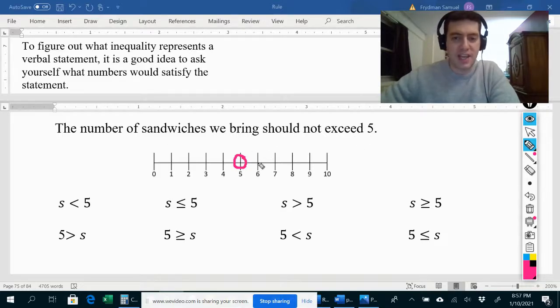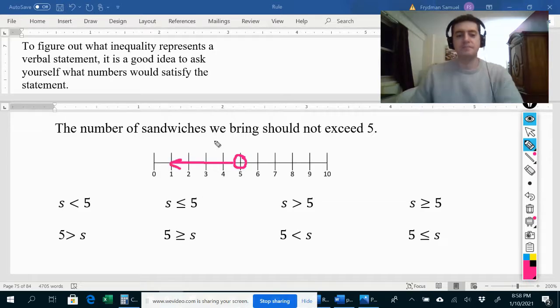So it says the number of sandwiches we bring should not exceed 5. If I bring 6 sandwiches, is that okay? No, that's not okay because that would be exceeding 5. That would be more than 5. If I bring 7 or 8 or 9 or 10 sandwiches or 11 or 12, that's no good because I'm not supposed to be exceeding 5 here. I'm not supposed to be bringing more than 5 sandwiches. But if I were to bring less than 5 sandwiches, so if I were to bring 4 or 3 or 2 and so on, then that would be okay. That's fine.